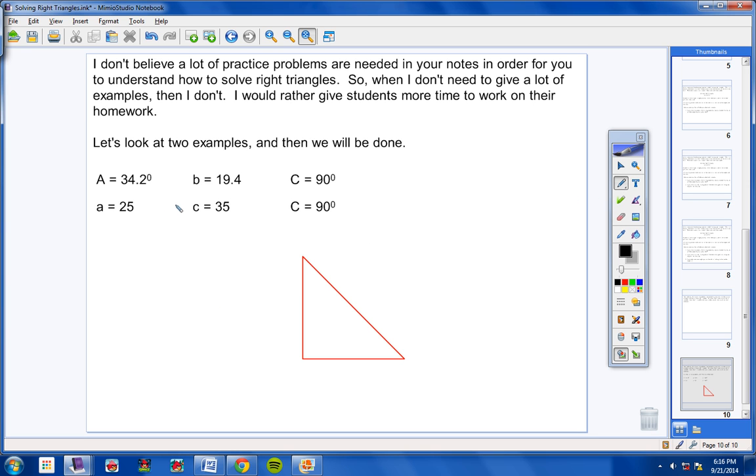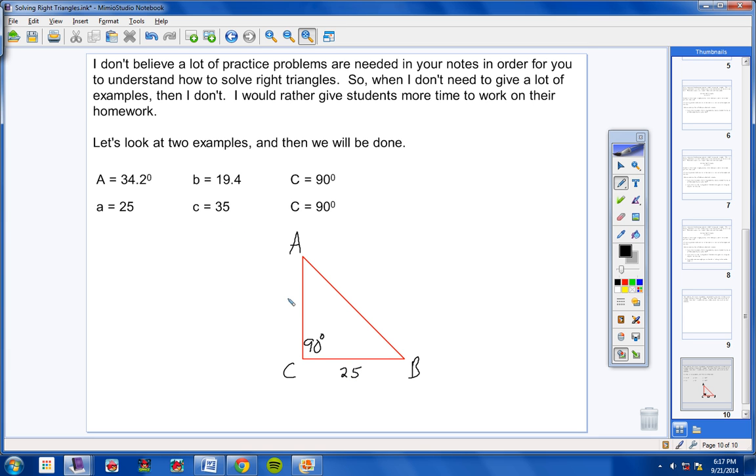So here we go. Triangle number, or problem number 2 right here. So let's call this A. We'll call this C. We'll call this B. We know C is 90. And by the way, students, if you put B up here and A down here, it really doesn't matter, okay? It does not matter one bit. All right, so here we go. Let's continue on. Side A goes across from angle A, so 25 goes right here.